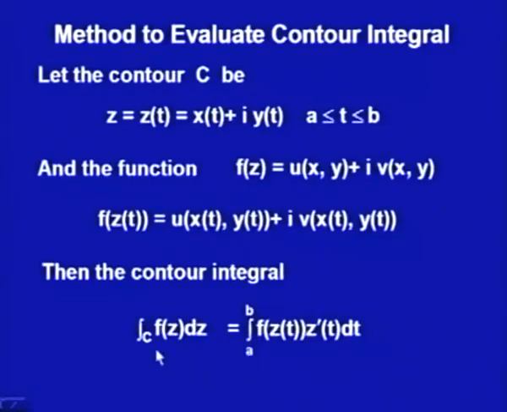So what we have defined now: the contour integral on contour C of a function f(z) with respect to z, we define as the integral from a to b of f of z(t) times z dash t dt, where z(t) is actually the equation of this contour C in the parameter t. That says it is the integral along this contour. So this a and b and this z(t) are actually defining the contour. Let us see the proof of this one.